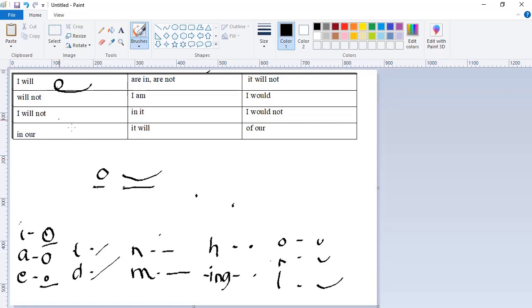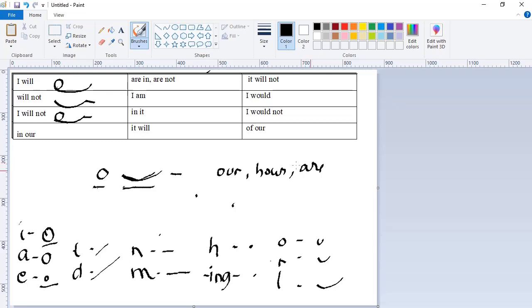Diba? So next, will not. So nandito na yung will natin, which is represented by your L, and your not is represented by N. So let's put them together to create a brief form phrase that is written like this. So will not. Next, we have I will not. Let's just add the big circle that represent yung ating I, and then will, and then not. In our. So, yung our natin kanina, yung our, and ano yung isa pa?